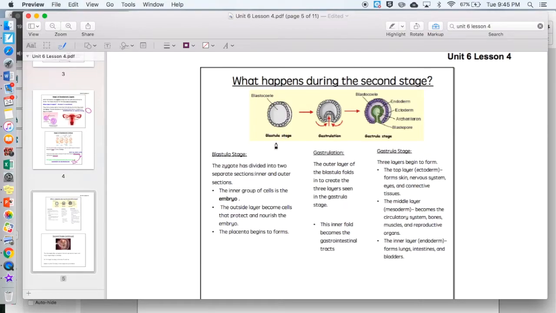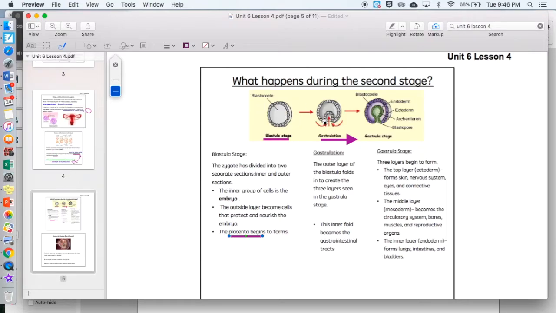So these words, the blastula, crossed it off. The blastula, a gastrula, which does gastrulation, and then the gastrula stage are all parts of the embryo developing. So the blastula stage is this ball of cells. The zygote, that was our original fertilized cell, has divided into two separate sections. So it's got an inside and an outside. The inner group of cells will become that embryo. The outer layer of cells will eventually protect and nourish that embryo, and the placenta begins to form, which we'll talk about on a later slide.